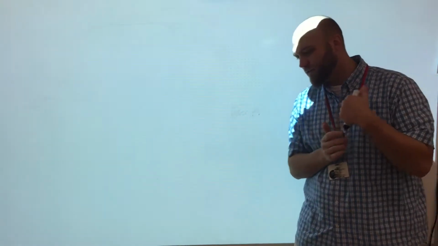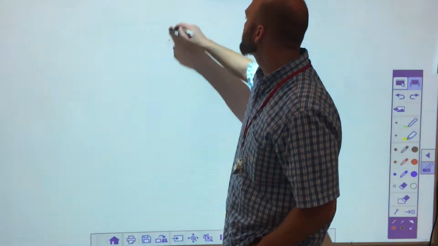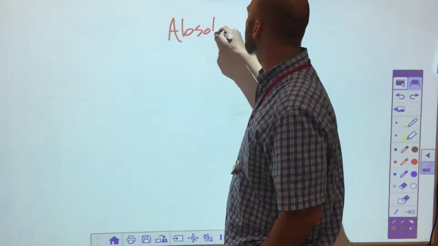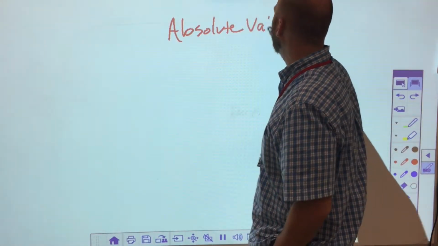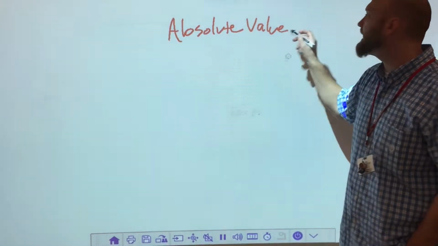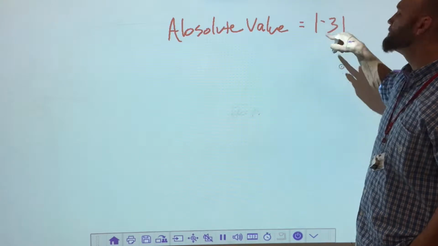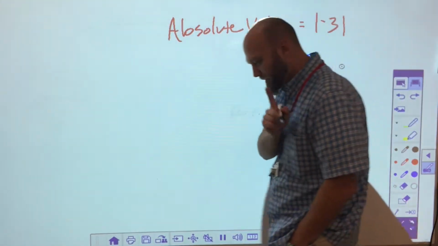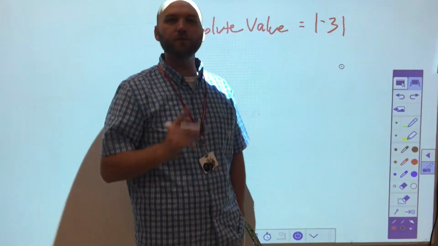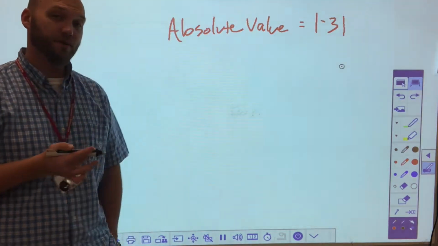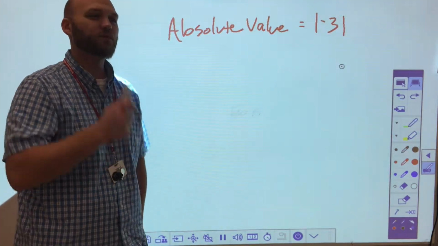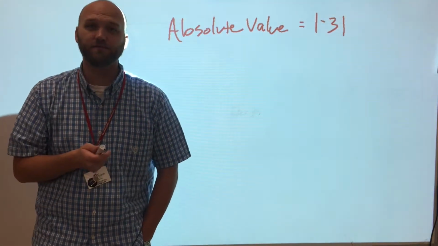Go Math, lesson 3.5. Today we're talking about absolute value. We show absolute value by putting a number in between two lines. Now here's the thing about absolute value. Absolute value is the distance to zero, so absolute value will always be positive.